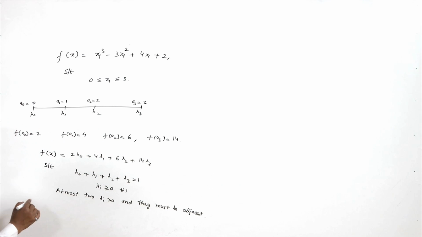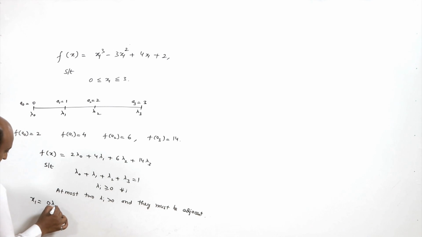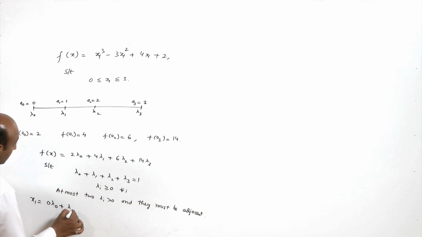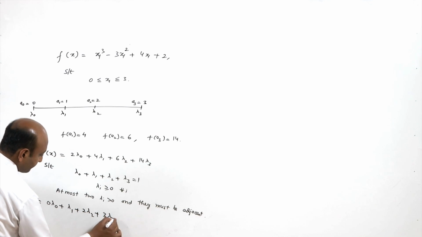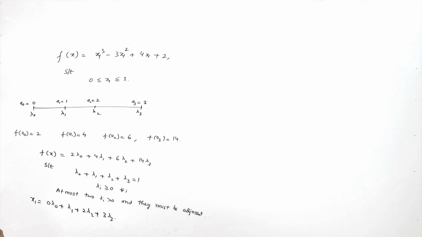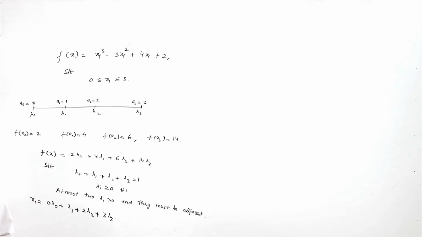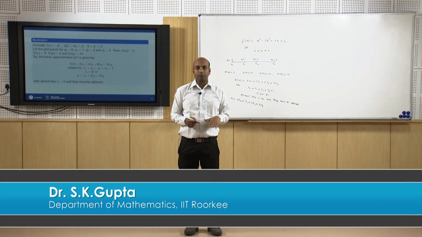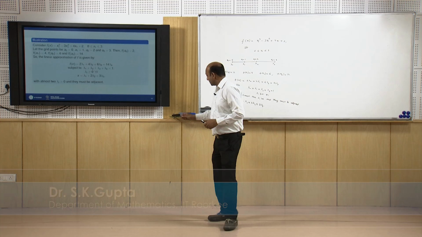And what will be x1, the optimal solution? x1 will be 0 into lambda naught plus 1 into lambda 1 plus 2 into lambda 2 plus 3 into lambda 3. So, that will be the optimal solution, 0 into lambda naught, 1 into lambda 1, 2 into lambda 2, 3 into lambda 3. So, this is how we can find a linear approximation of a given function f. Okay. So, thank you.